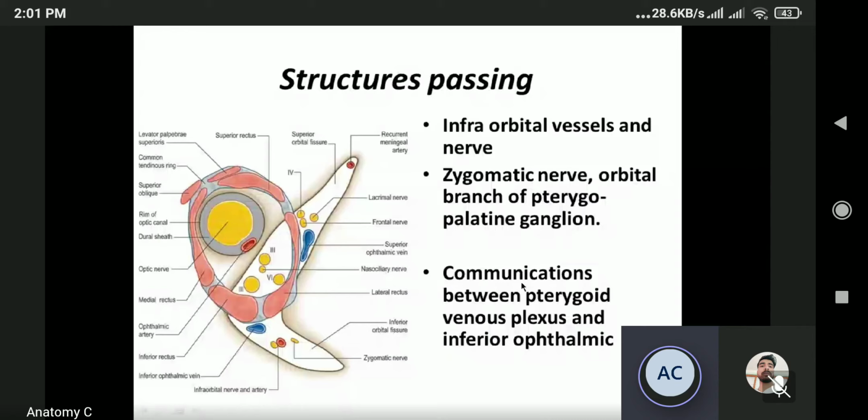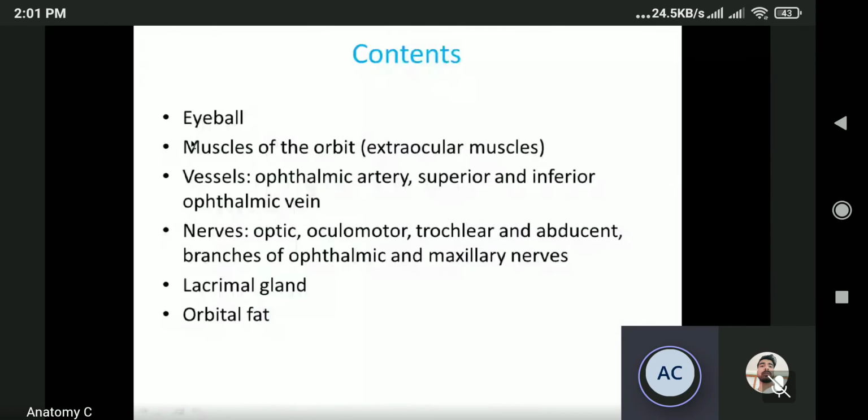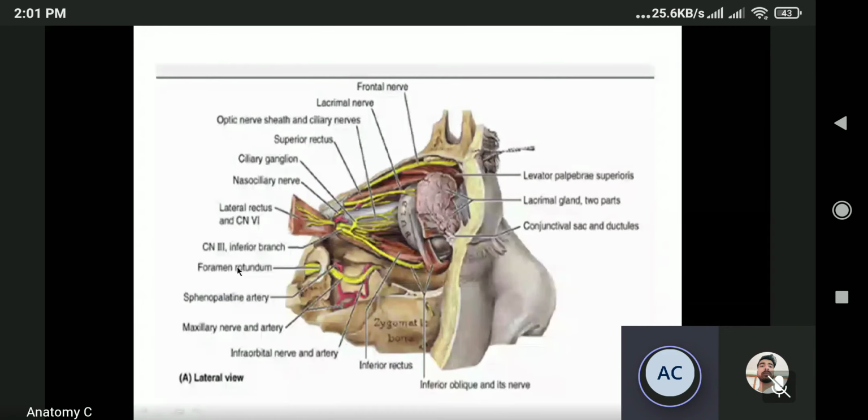Now, what are the contents of the orbit? So, that will be discussed in the next class. Today, we'll just go through the muscles of the orbit, vessels, nerves, and orbital fascia. Okay. So, this is how it is in the orbit, look at here, this is the lacrimal gland, this is the eyeball, this is the frontal nerve, all these nerves. And these are the muscles of the orbit attached to it.